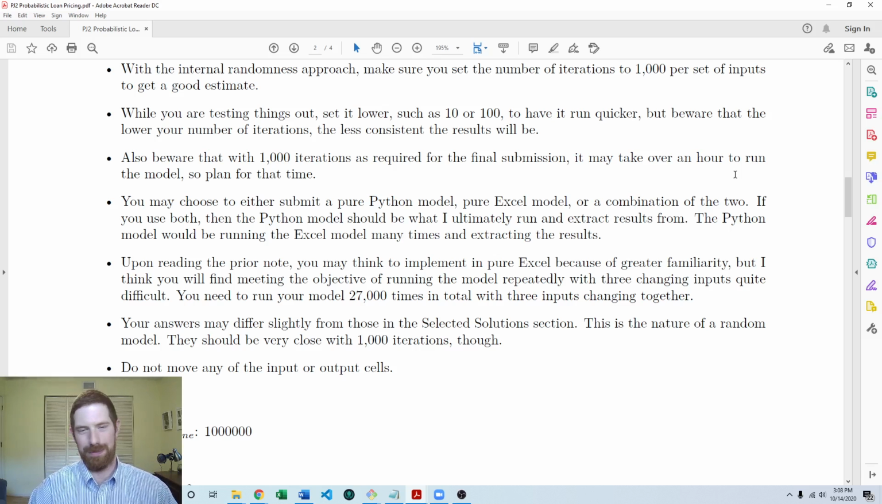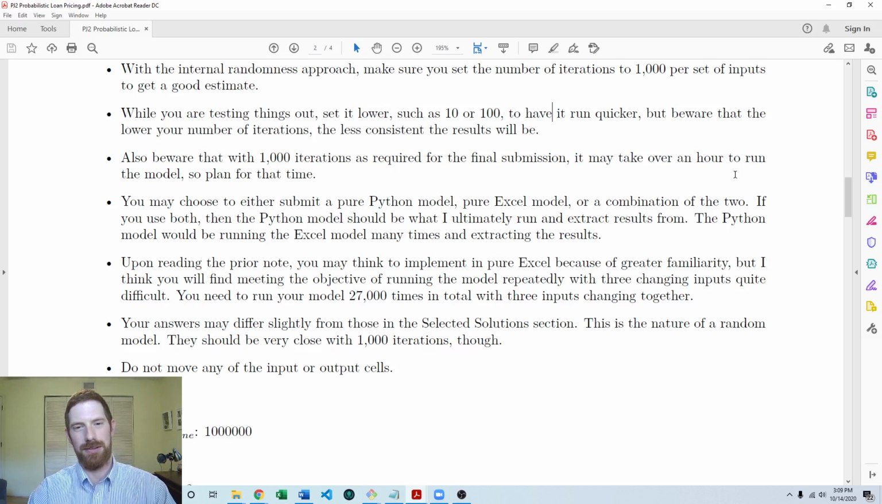And so in some cases that might be Excel, in some cases it might be Python, in some cases it might be a combination of the two. So same thing for this project and the remaining projects in the course. You're free to implement it in the way that you like. You can submit a pure Python model, you can submit a pure Excel model, or you can submit a model which uses both tools together.